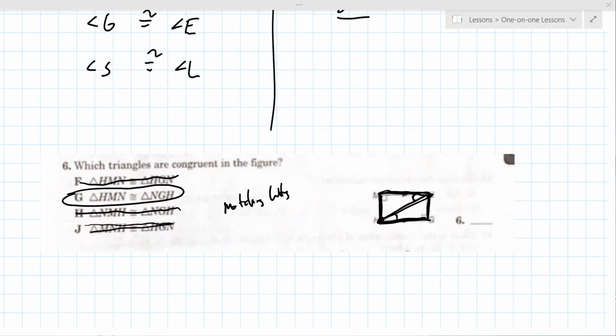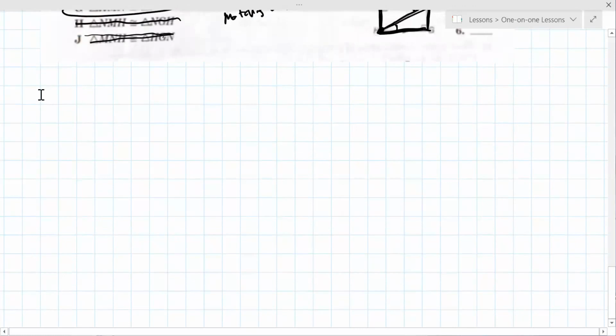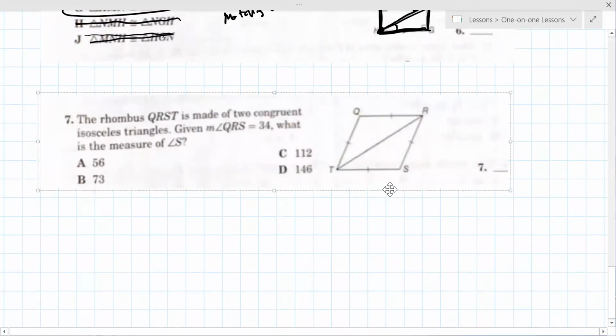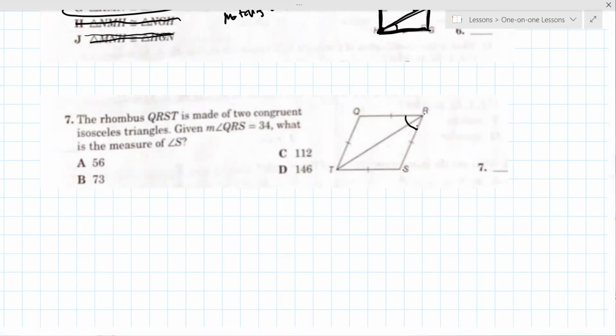All right, moving on to number 7. Rhombus QRST is made of two congruent isosceles triangles. Given the measure of angle QRS, so that's this whole thing, is 34 degrees. What is the measure of angle S?